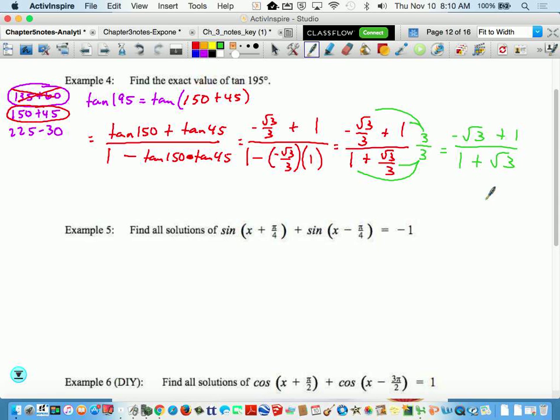So I'm going to bring that answer over here, and I have negative root 3 plus 1, over 1 plus root 3. What do I multiply by to get rid of the square root? 1 minus root 3, 1 minus root 3. So what I'm going to do is let you have a moment here to try to multiply that out and see what you get.